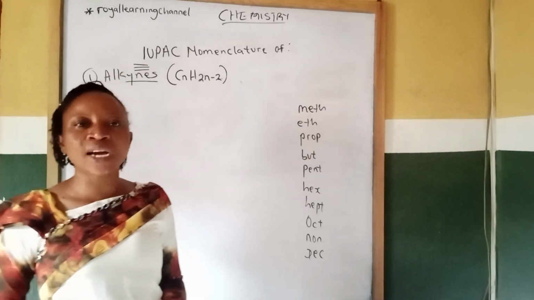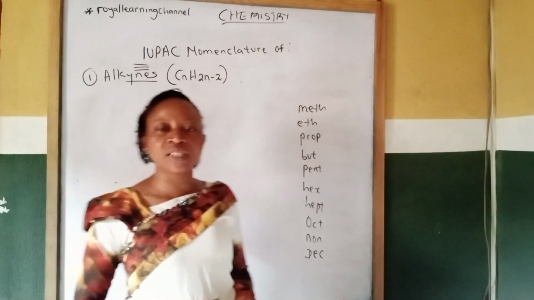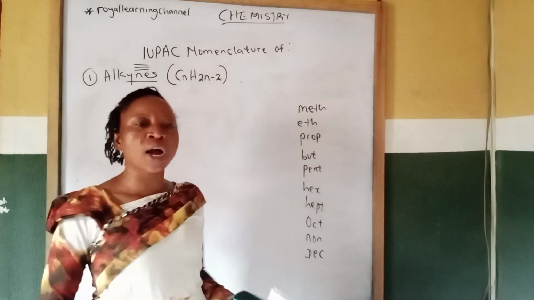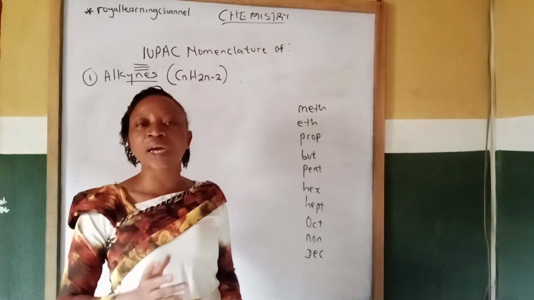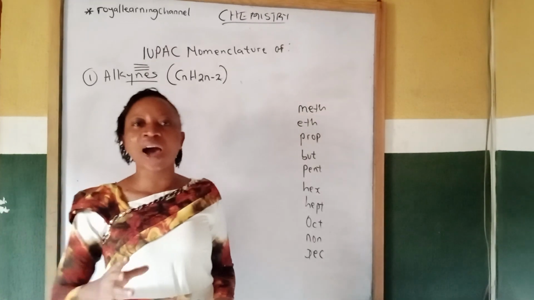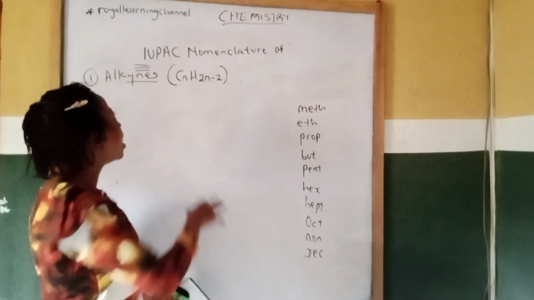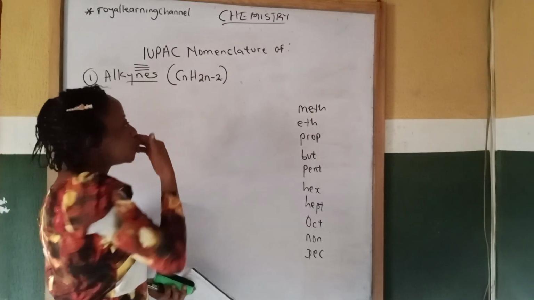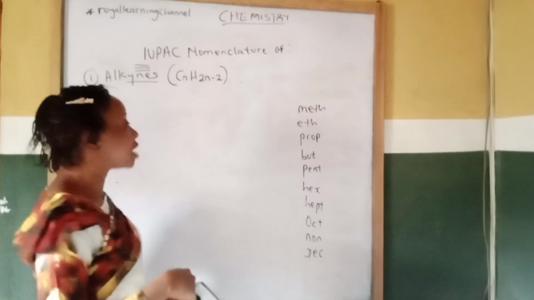And what are aliphatic hydrocarbons? We have saturated and unsaturated hydrocarbons. Under saturated we have alkanes. Then under unsaturated we have alkenes and alkynes. So when we are talking about alkyne, I've explained alkene in my last video.